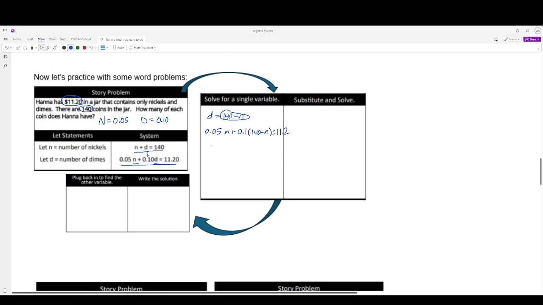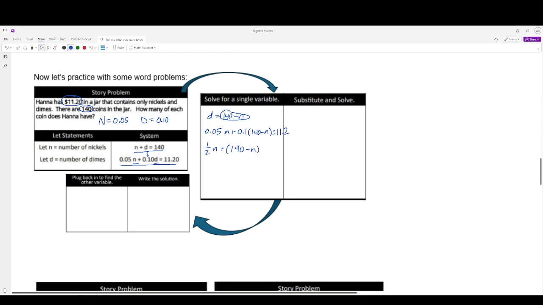An easy way to get rid of fractions or decimals is to multiply by 10 or 100 to shift the decimal place over. In this case, I think we would multiply by 10, and then we would get 1/2 nickels, so 0.5 nickels, plus the 10 times the 0.1 here is going to cancel out. So that gets rid of that altogether. So we're just left with 140 minus n.